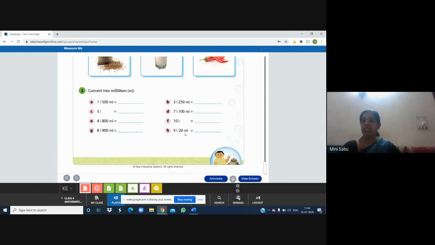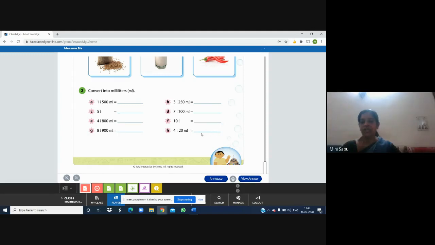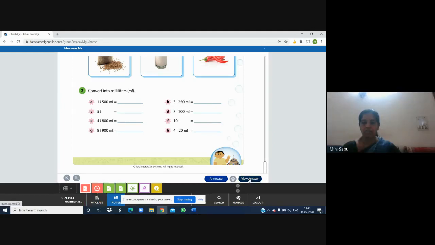4 liter 20 ml. Okay, 4 liter is 4000. What is 4000 plus 20? 4020 ml. How do you write 4020? 4 0 2 0. In this you should be a little bit careful. Don't write 420 and for 4200 it is 4020. 4020. Clear? Clear, children? Yes. Okay, very good. Okay, let us view the answer also.